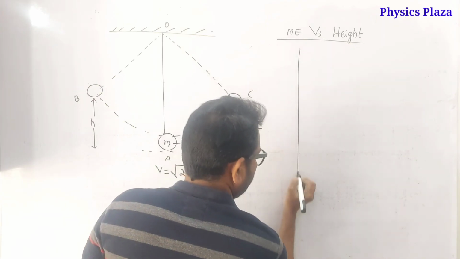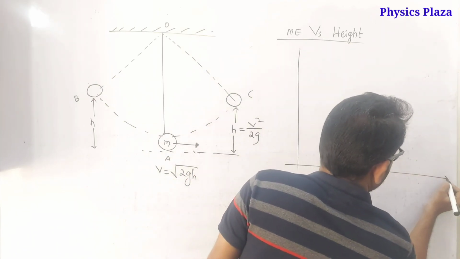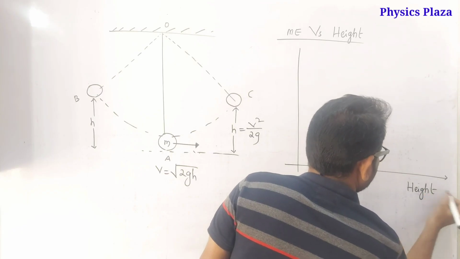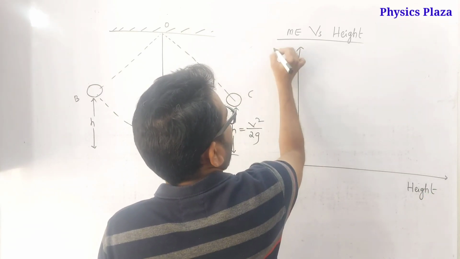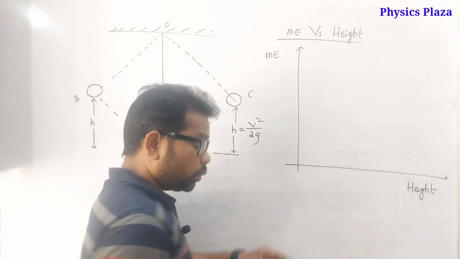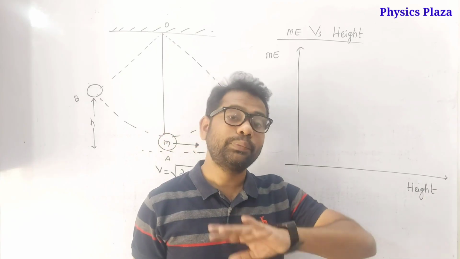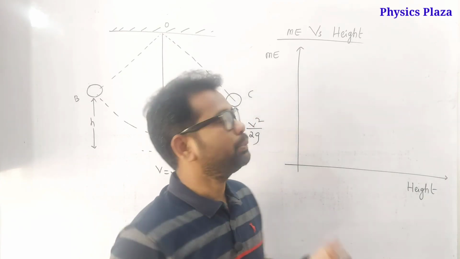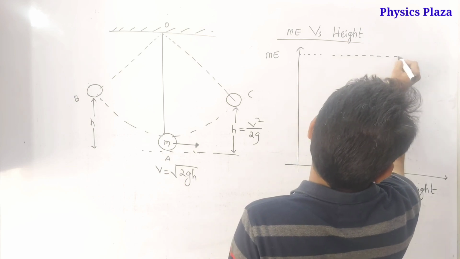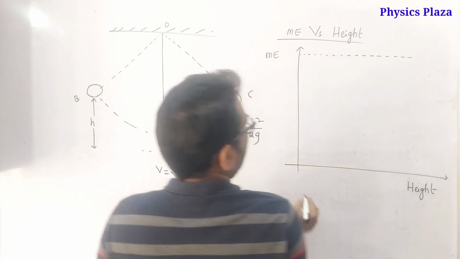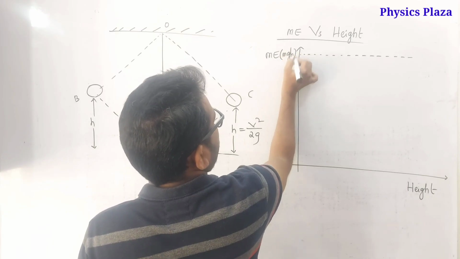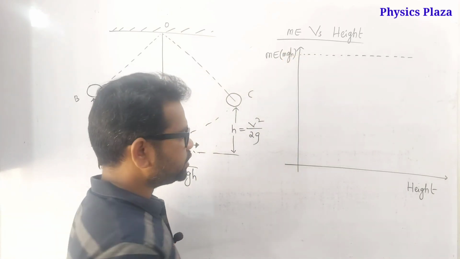So this is the y axis. Height is taken on the x axis, and total mechanical energy is taken on the y axis. So the total mechanical energy at any point should be mgh. It's very, very important. Whether the height is more or less, the mechanical energy must be how much, children? It must be mgh only. Clear? Fine, children.